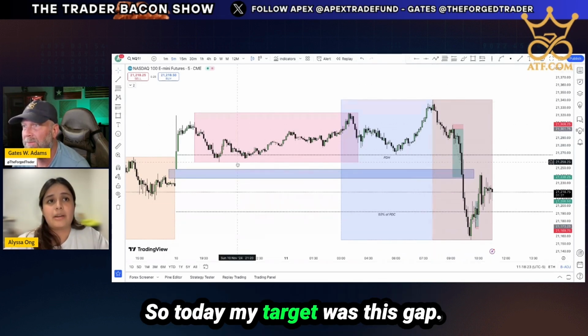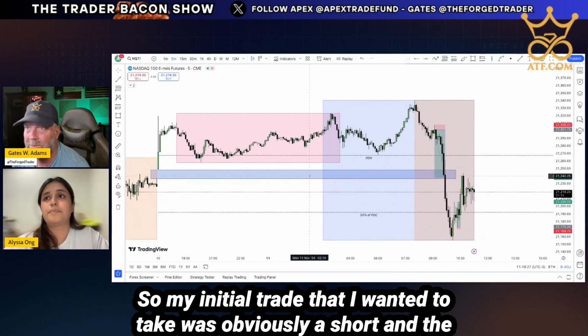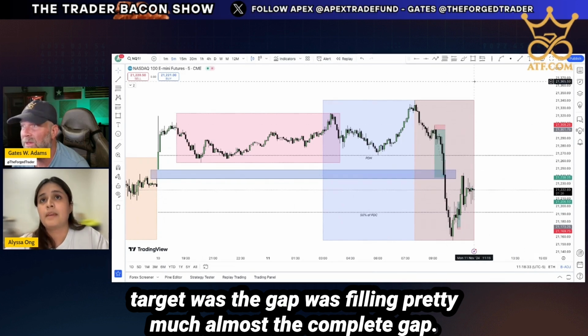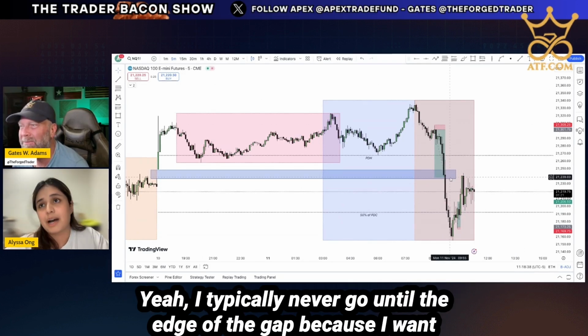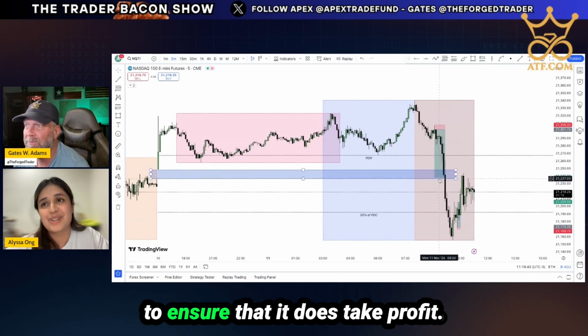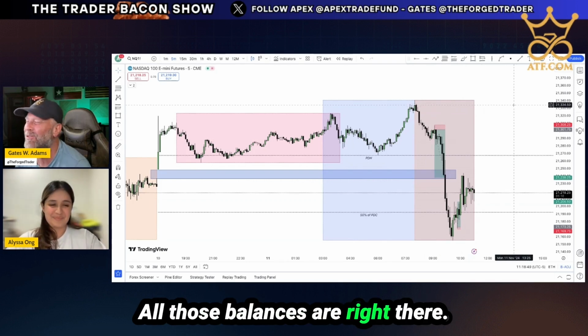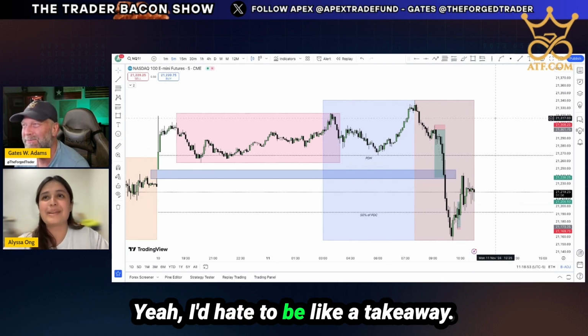So today my target was this gap. My initial trade that I wanted to take was obviously a short, and the target was the gap, filling pretty much almost the complete gap. I typically never go until the edge of the gap because I want to ensure that it does take profit. I love those balances right there. 3 ticks away, man. Yeah, I would hate to be a takeaway.